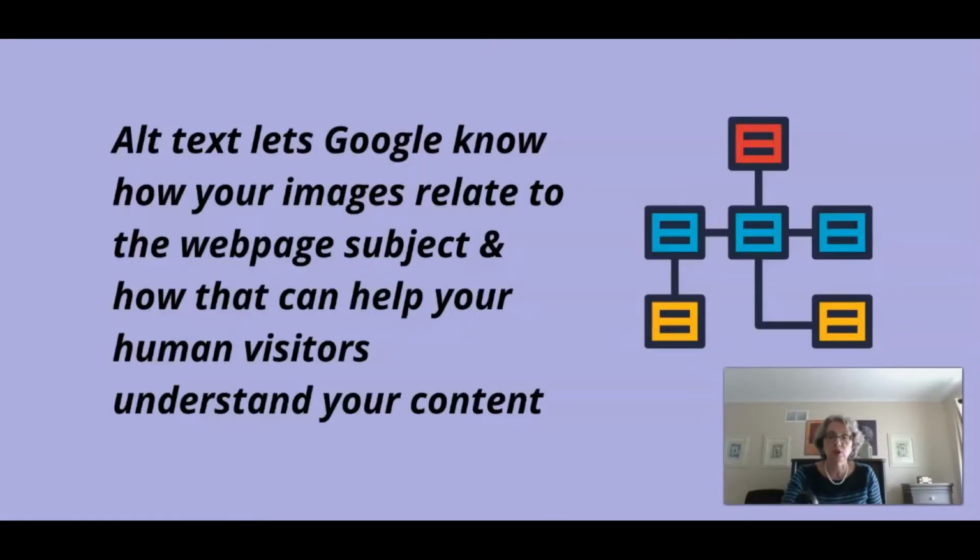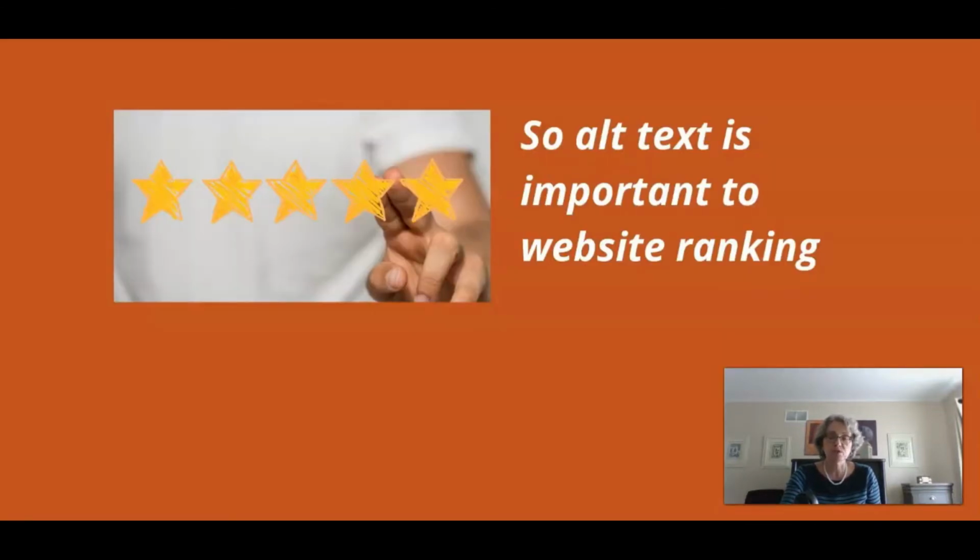Adding a descriptive alt text lets the search engines know that your images relate to the subject of your web page and how they can help your human visitors in understanding your other content. So it's important to ranking as well, and although it can be a little tedious, it's a relatively easy fix for your website. Just go into the information for each of your images to change the alt text. Here, I'll show you how.